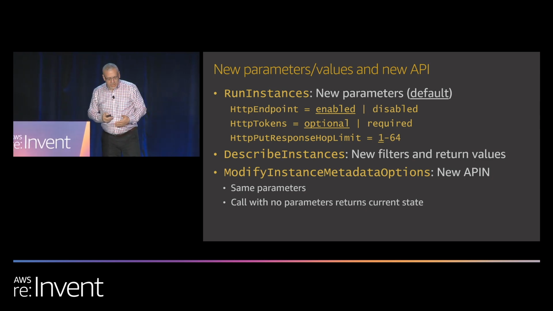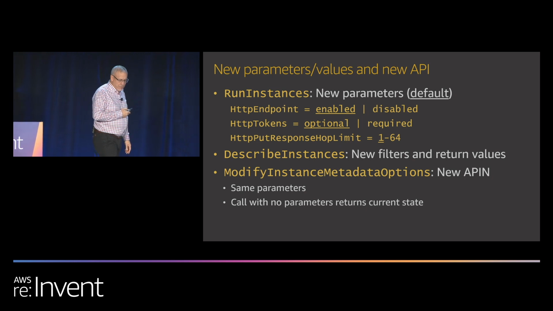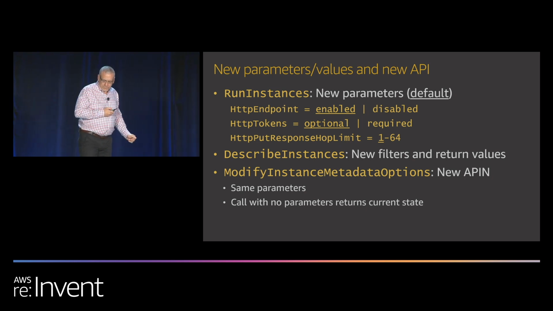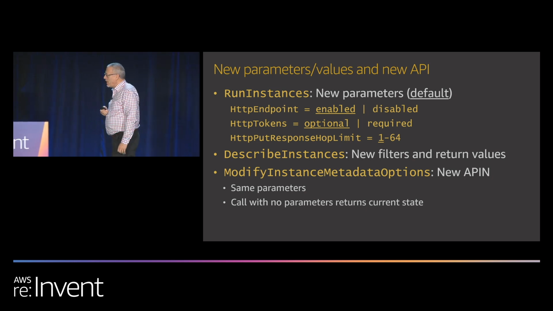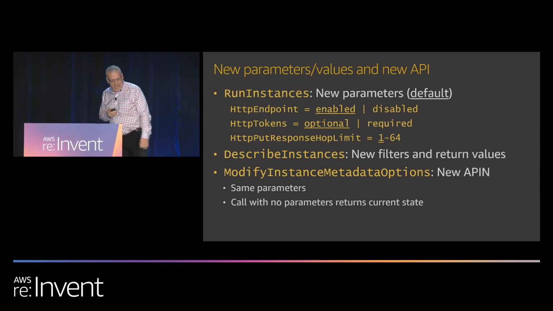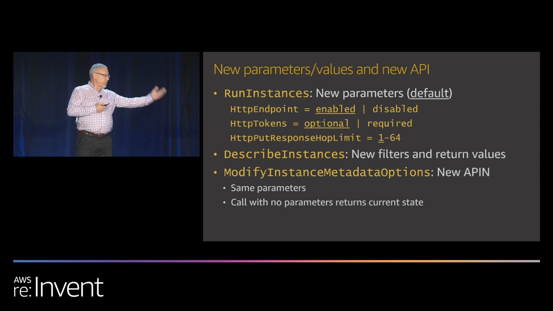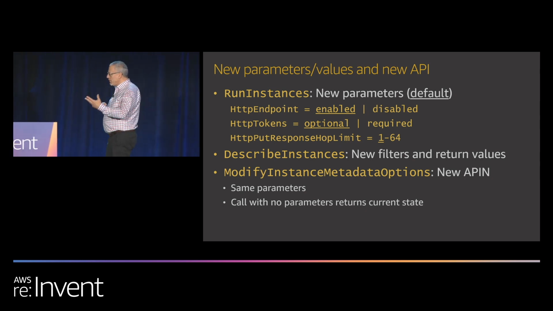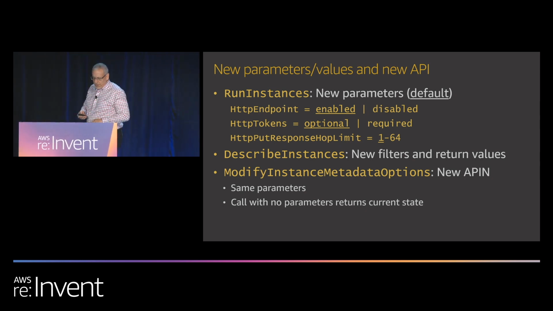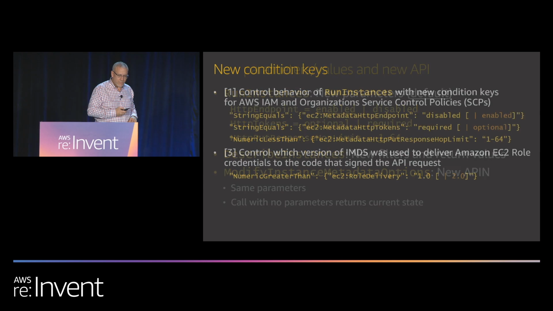And then finally, the new modify instance metadata options API. Oops, there's a typo there, sorry. It should be API, not APN. If you call this API with no parameters, it just returns the current state, so it becomes like a little micro describe call for that instance. And then if you, of course, call with parameters, you can change the state.